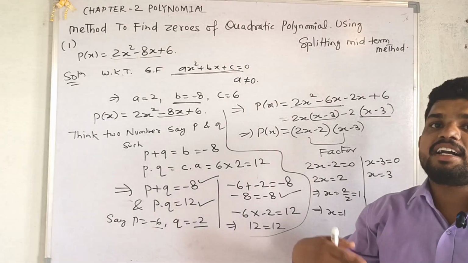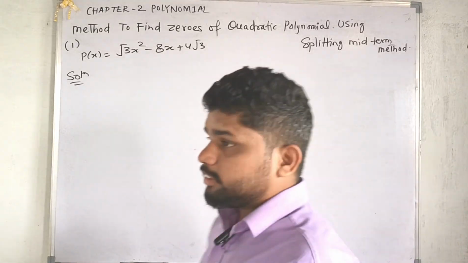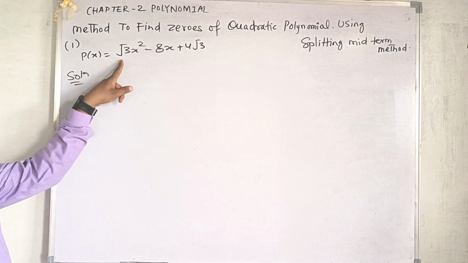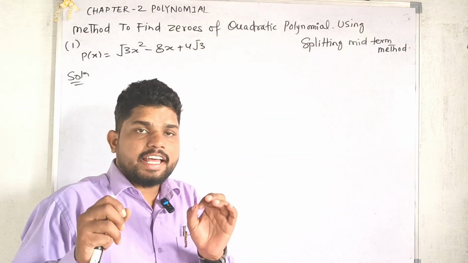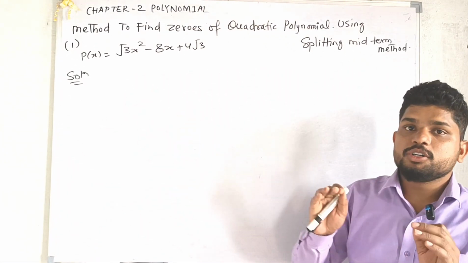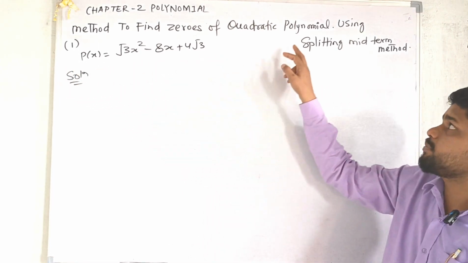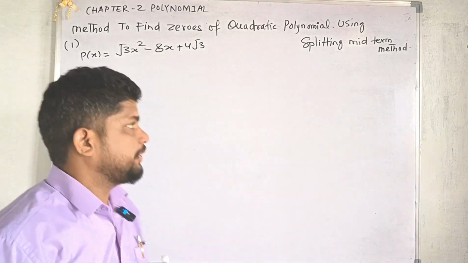Let us take another example. Now dear students, I have taken another example, that is p of x is equal to root 3 x square minus 8x plus 4 root 3. Here, similar to what we did in our previous question, you have to solve this quadratic polynomial by using the splitting the midterm method. So let us solve this question one by one.